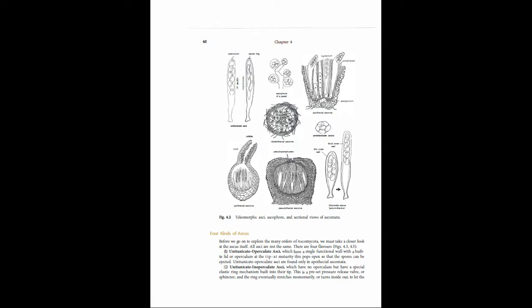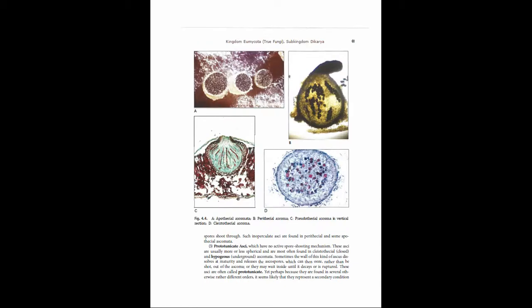This is a preset pressure release valve, or sphincter, and the ring eventually stretches momentarily, or turns inside out, to let the spores shoot through. Fig 4.4. A. Apothecial ascomata, B. Perithecial ascoma, C. Pseudothecial ascoma in vertical section, D. Cleistothecial ascoma. Such inoperculate asci are found in perithecial and some apothecial ascomata.